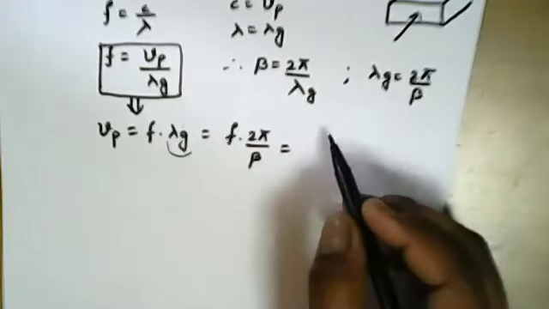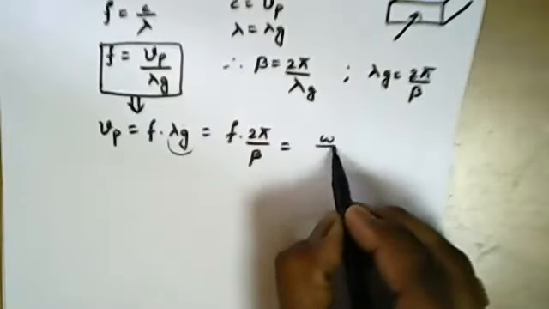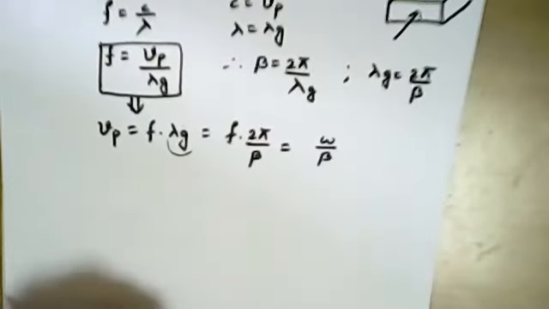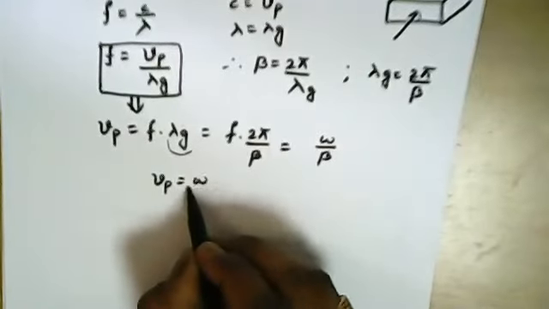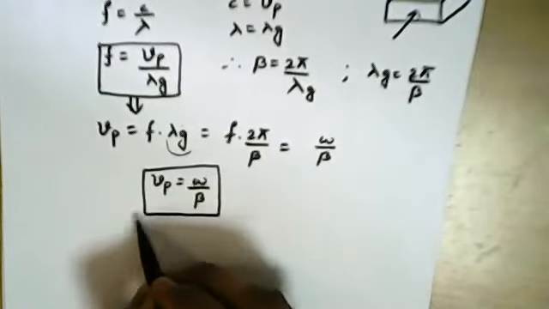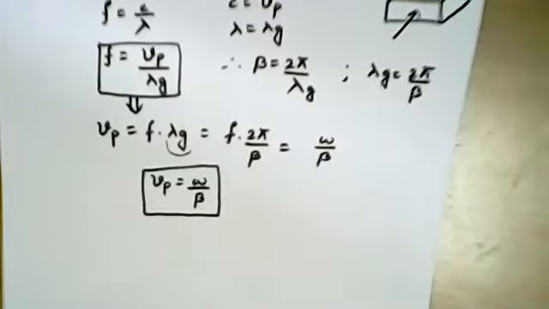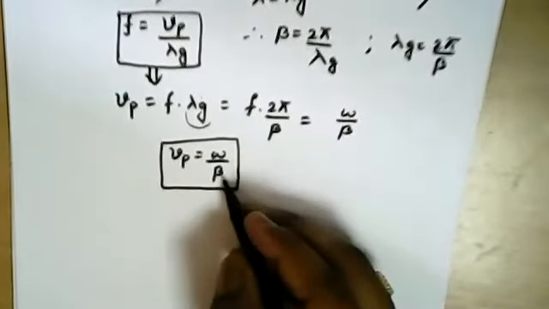Fine, good. Omega, and it is nothing but omega by beta. So we can write the phase velocity as Vp equals omega by beta. This is the expression we'll be using for calculating the problems also. For simplification, we'll be using Vp is equal to omega by beta.